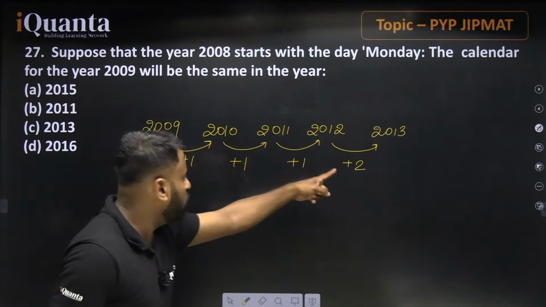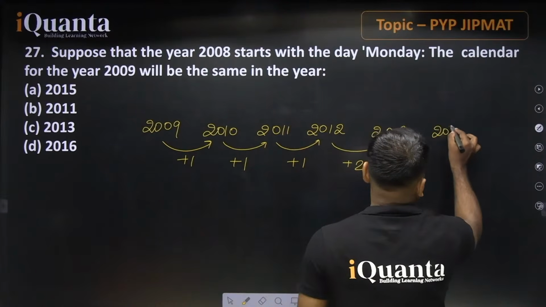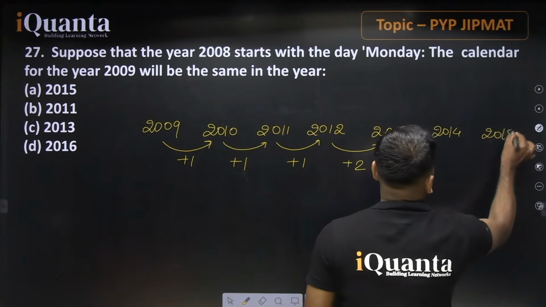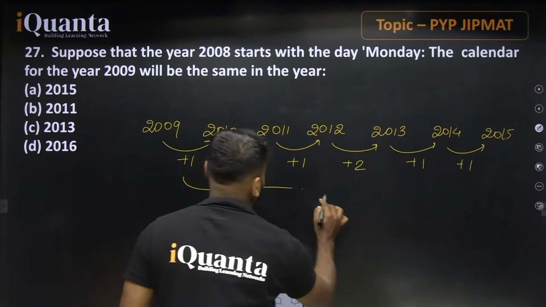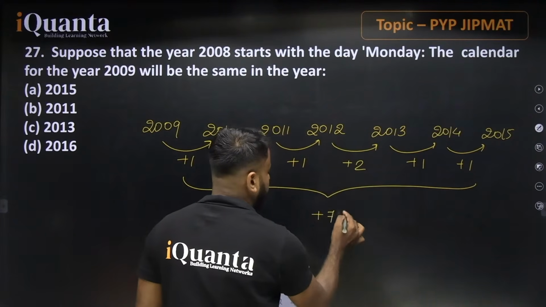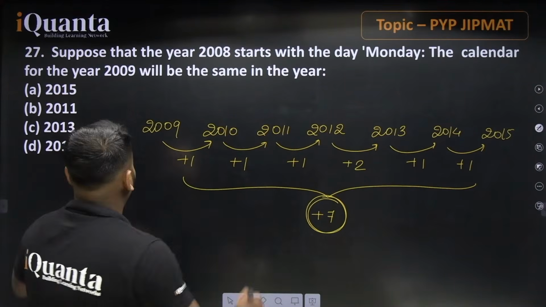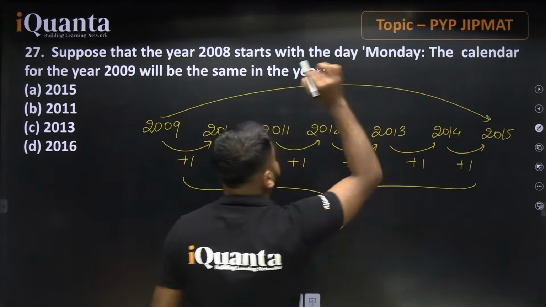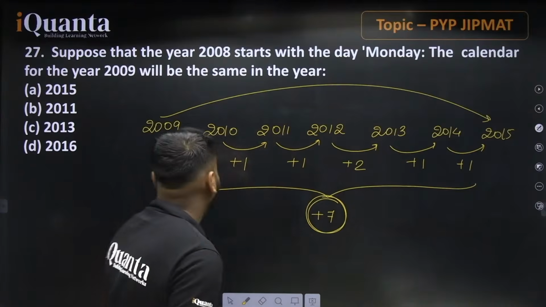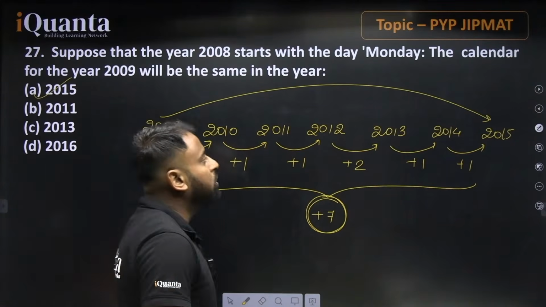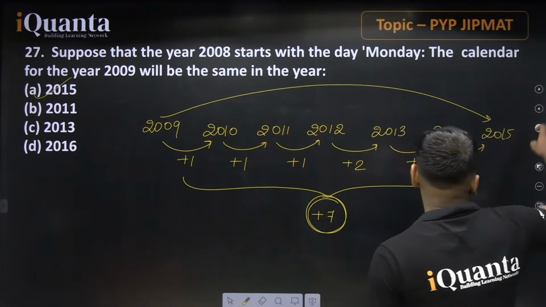So currently we have 2, 3, 4, 5 and we need to complete 1 week. So 2014, and 2015. This is plus 1 and this is plus 1. Now if you add all the things, 7 days are completed, and 7 days means 1 week completed. It means the calendar of 2009 is the same as the calendar of 2015, because here we have 7 days, and 7 days means 1 week. So the correct answer is option number A, 2015. The calendar of 2015 is the same as 2009. This is how it will work out.